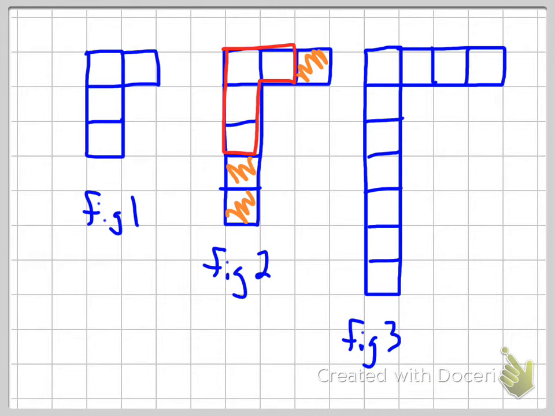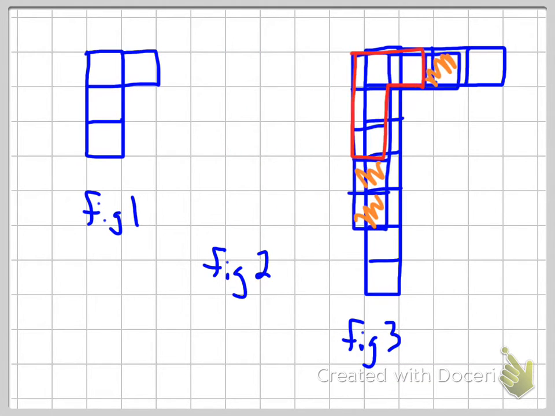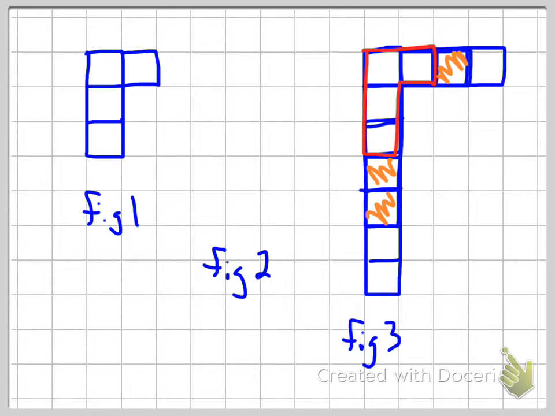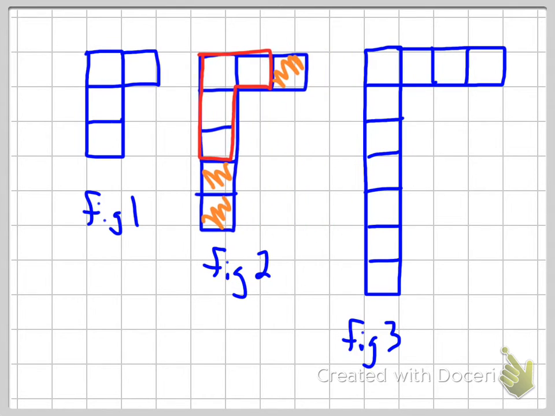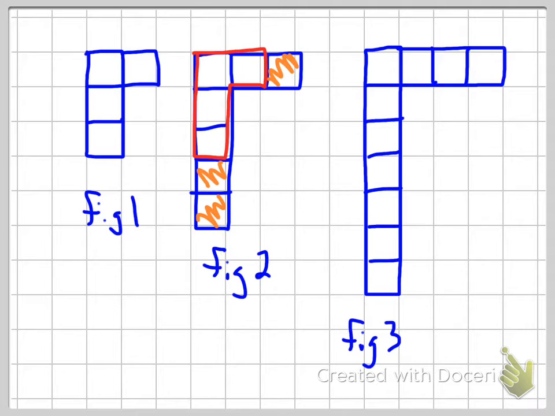Now I want to do the same thing for figure 2 and figure 3. So if I look at figure 2 and I move it over here, I can tell it fits right there, which means that we have added this block again and these two. So each figure is adding one block on the right side and 2 blocks on the bottom for a total of 3 blocks.